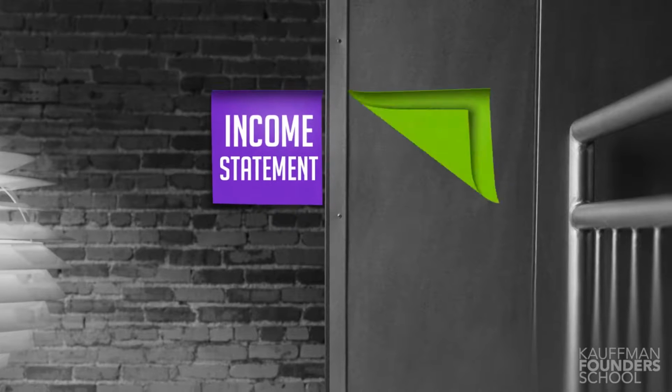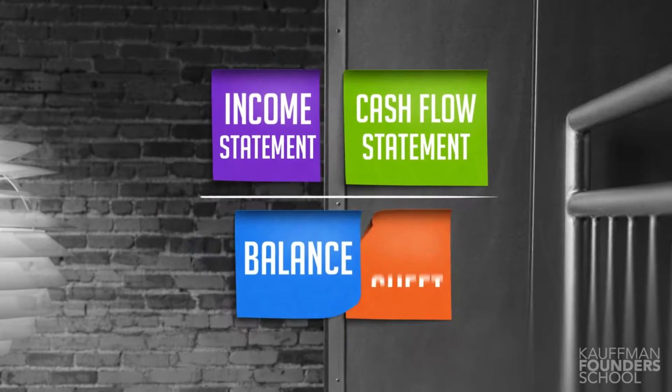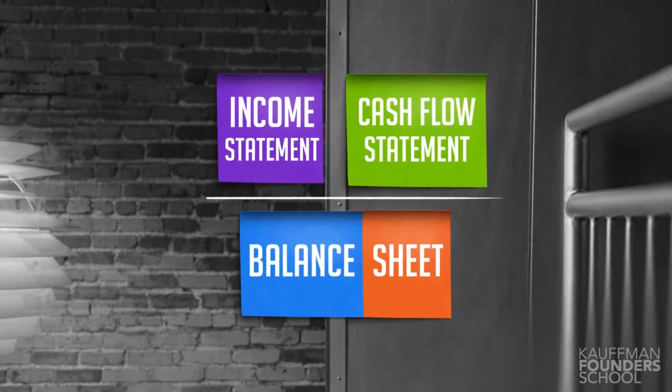So in this module, we're going to talk about the financial processes of your business. That encompasses the income statement and the cash flow statement. The income statement and the cash flow statement sit right on top of your balance sheet, on top of the financial foundations of your company. So the balance sheet is a static snapshot of your company's health at any given point in time.